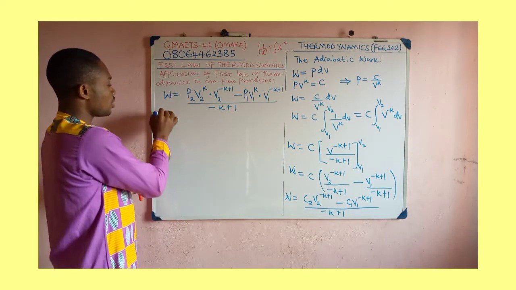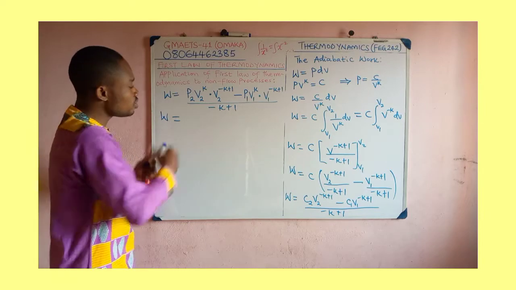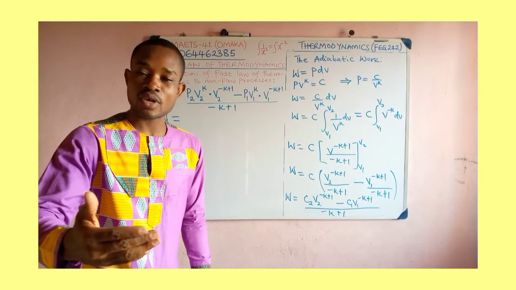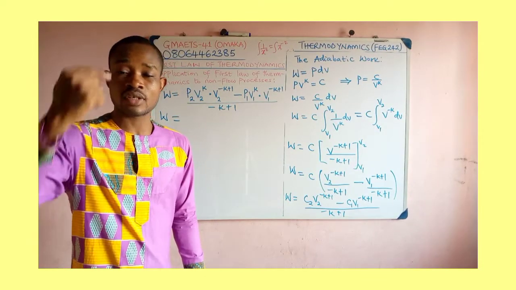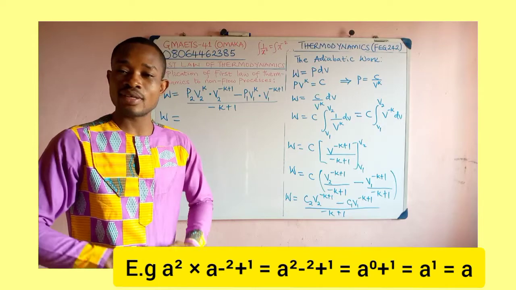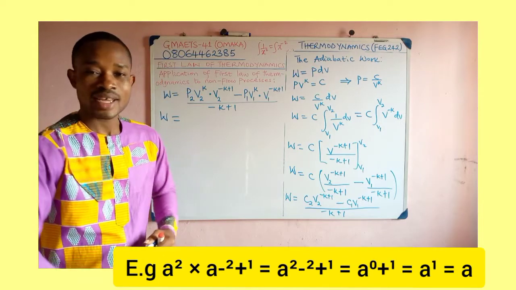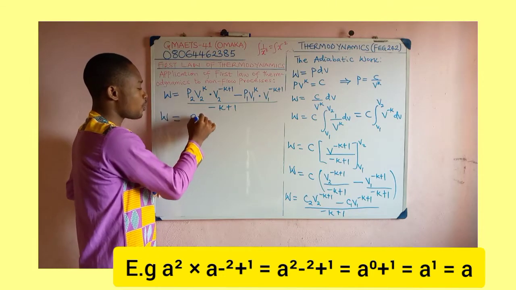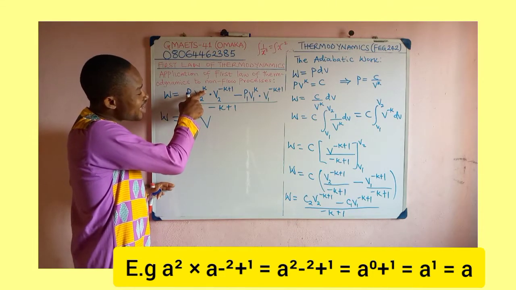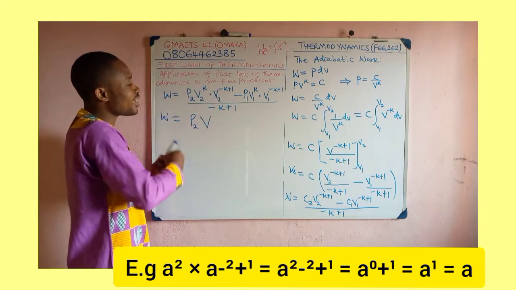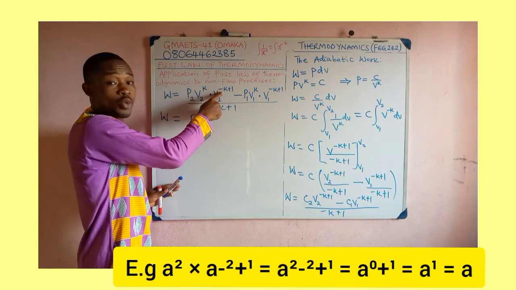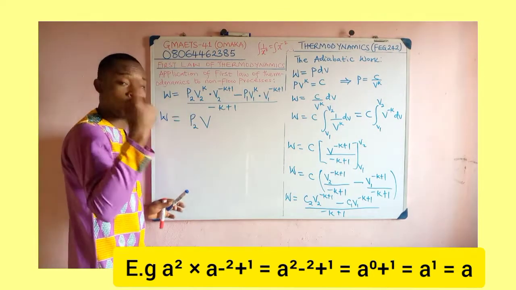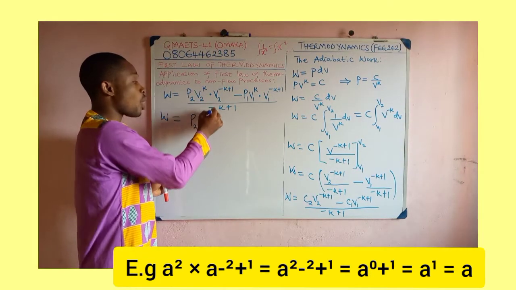And so this will be W equal to, did you notice this is V2, this is V2, you are multiplying it. Another product rule of indices, or multiplication law of indices, says that if you multiply the same bases, pick one of the bases and what? Add the powers. So we're going to have P2 times, I'll pick one of the volumes, then let us add K to minus K plus 1. If you add K to minus K plus 1, it will be K minus K, which is going to give us 0, then plus 1, which will give us 1. So this is P2 V2 raised to power 1.